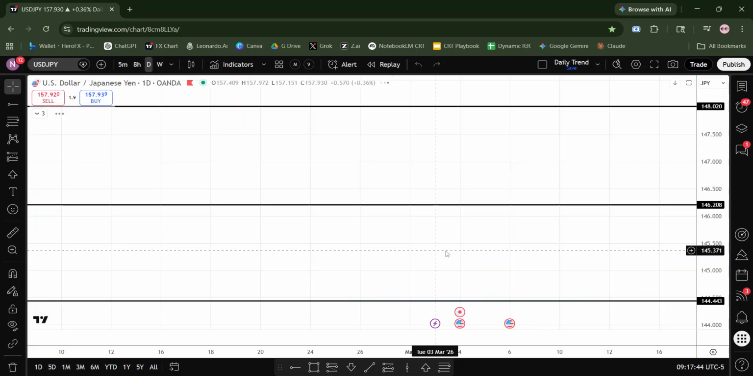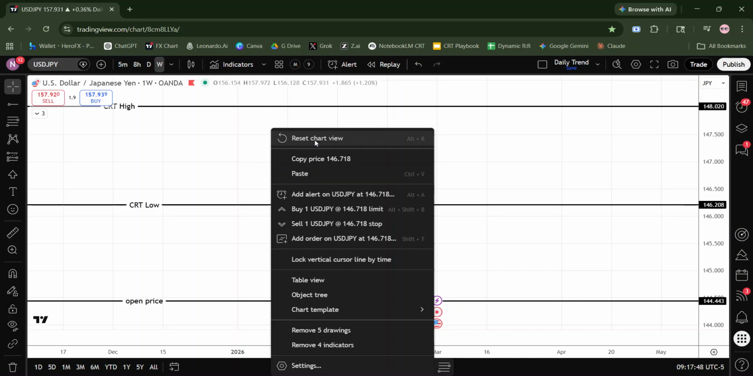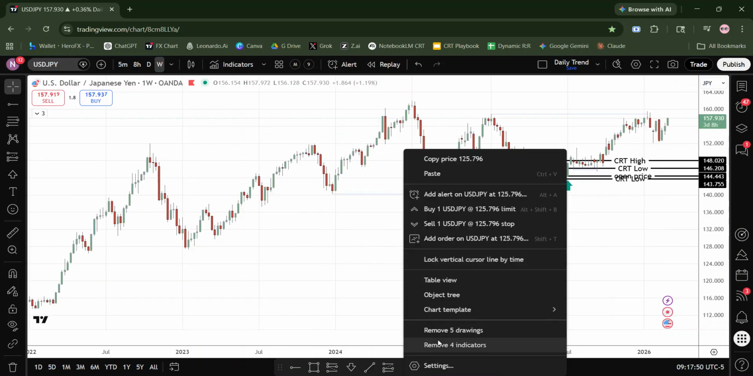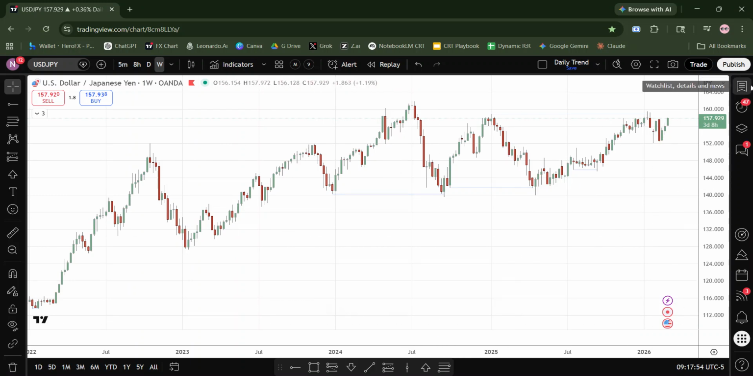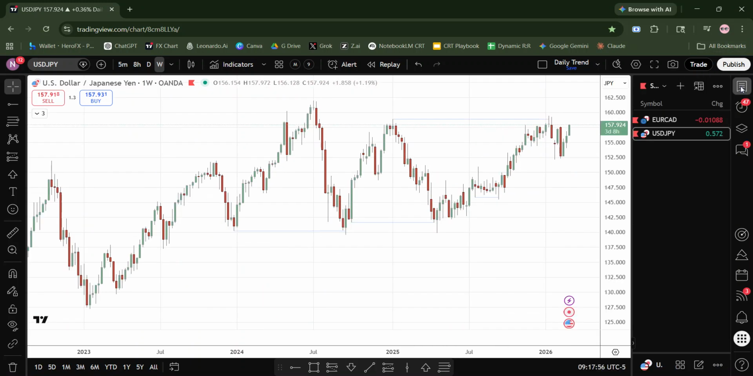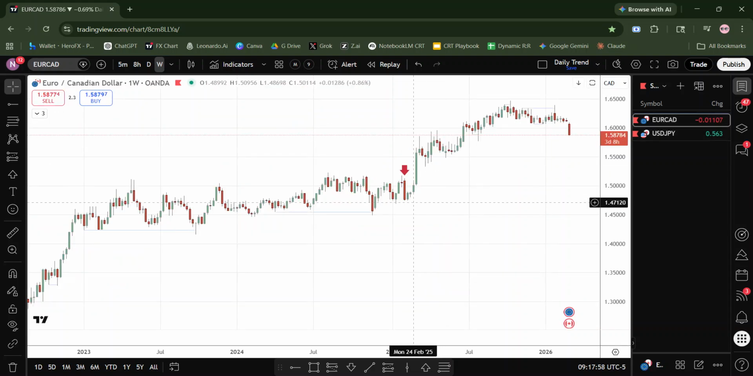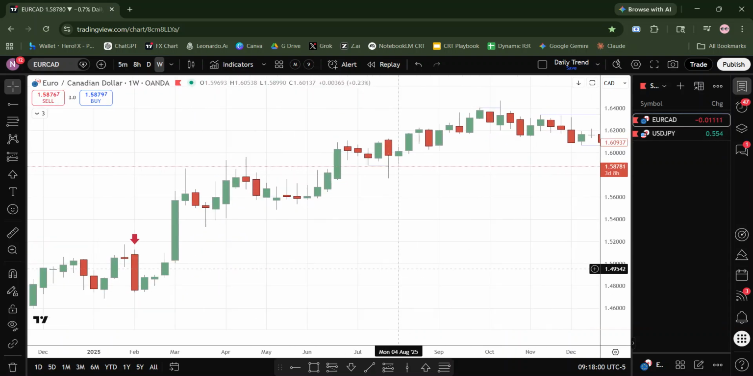So we'll get out of this. We'll go back to our weekly chart and get out of the replay. Actually, let me get rid of all these lines. Okay. And then we'll go to the other one I have marked, which is EuroCAD. And this is a short example.